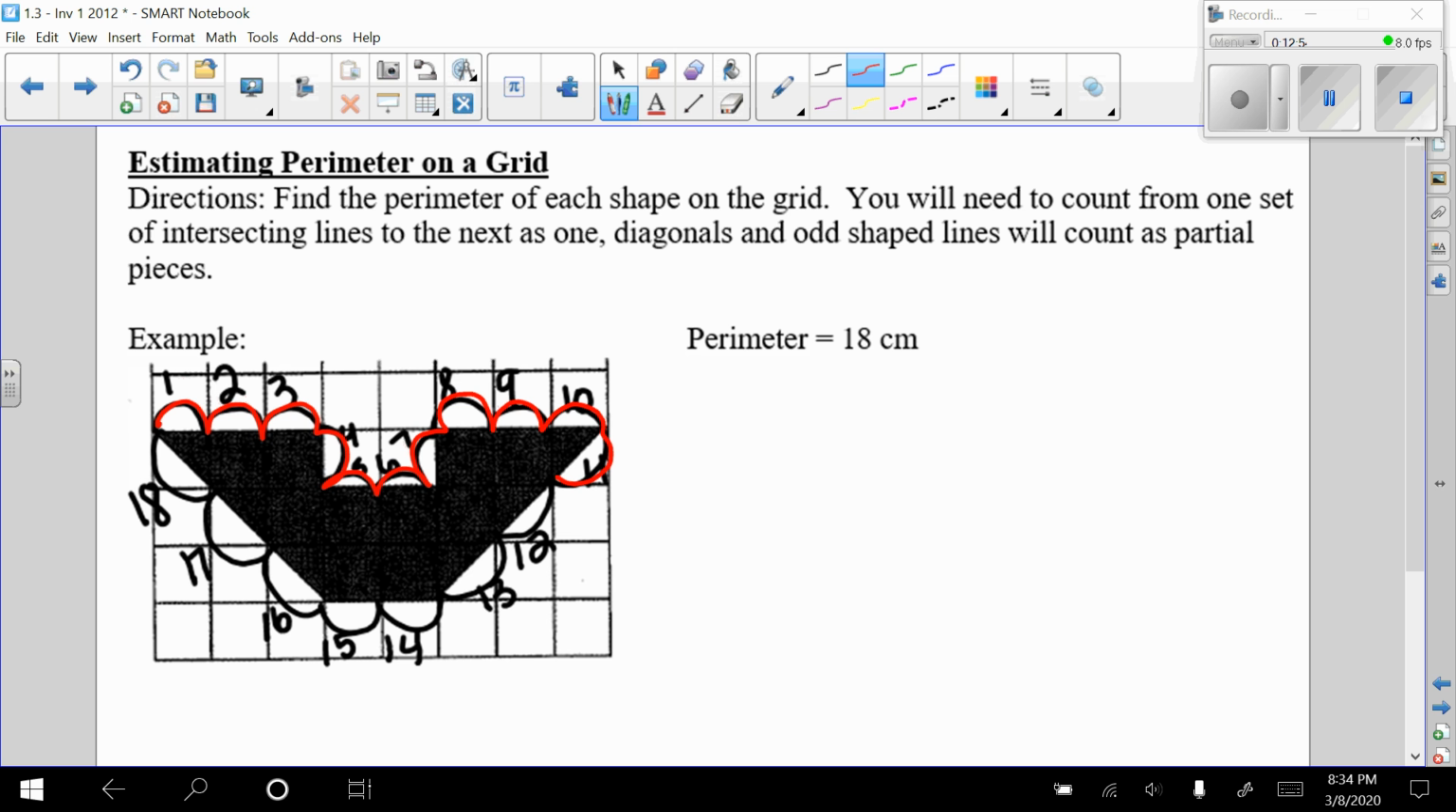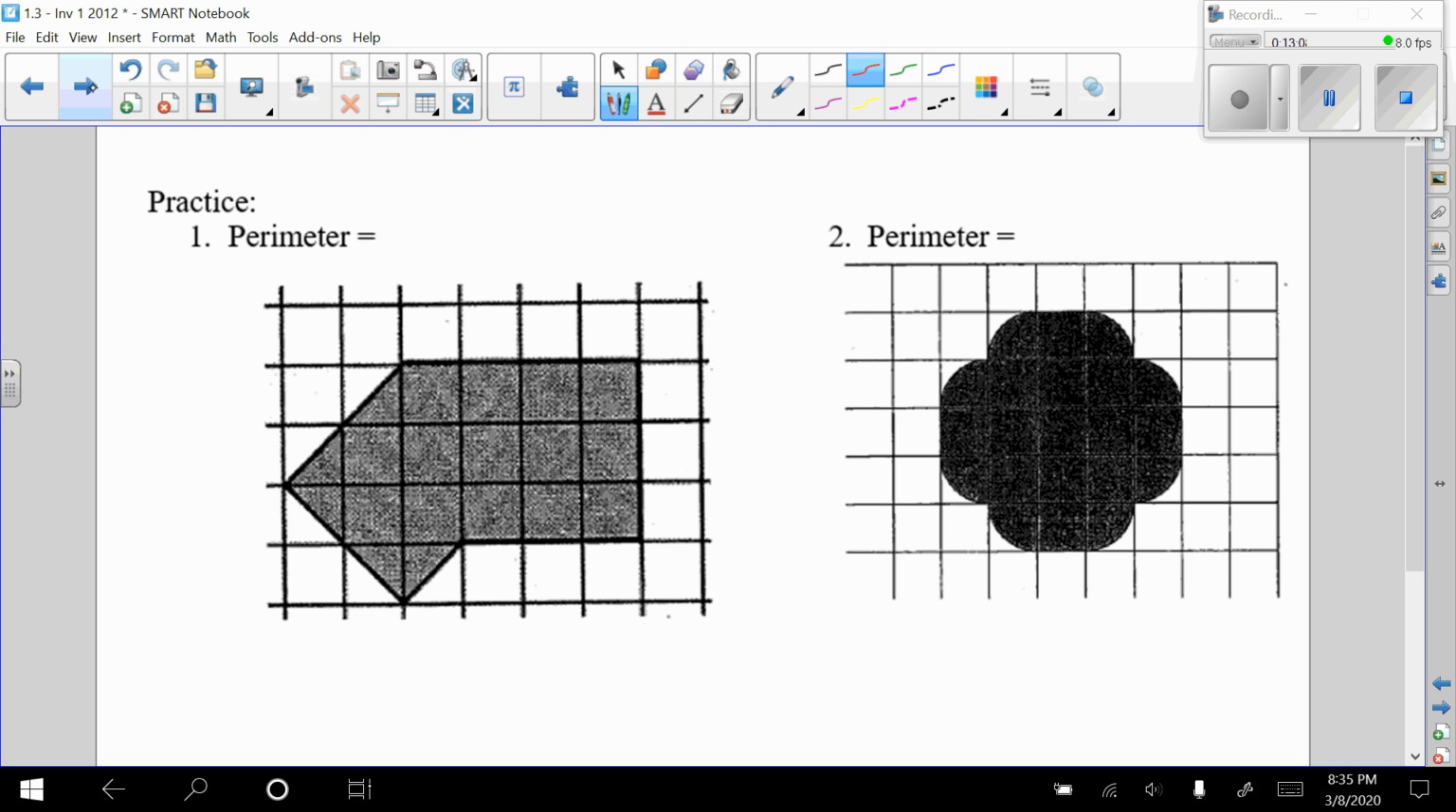If you do that, you'll be sure to hit every single corner, whether you're going straight across or diagonal, to see that you've done this 18 times. And they put centimeters as their unit, as that's what they're measuring in. Let's try the next one.